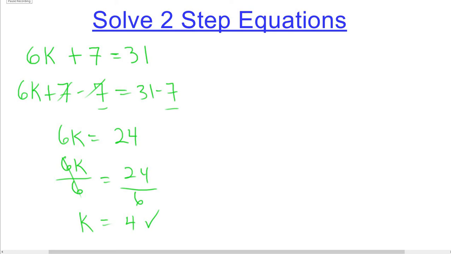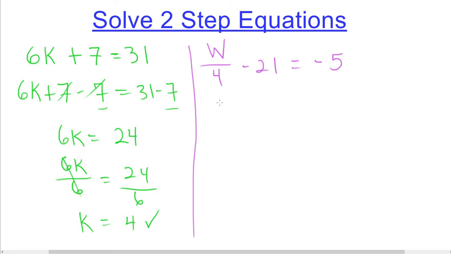And you want to check your solutions. So we back substitute 4 in for k. 6 times 4 is 24 plus 7, 31. So that does check out. So let's look at the following example.